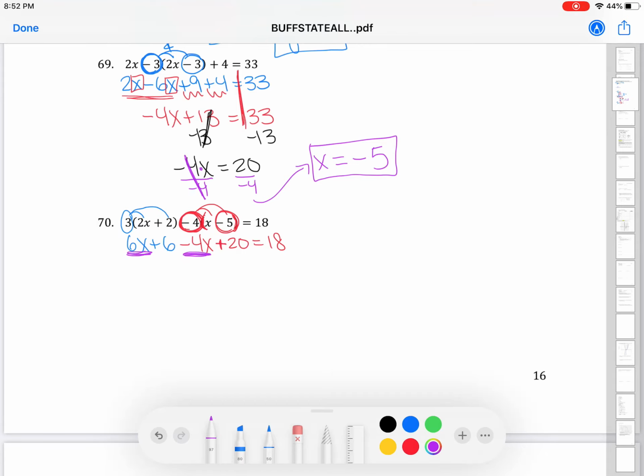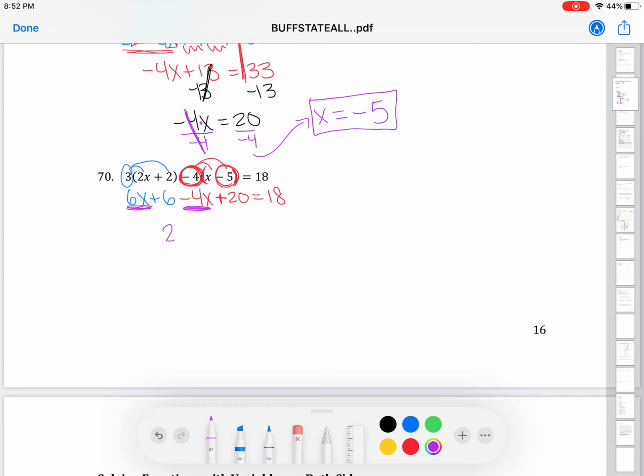Now, a lot like the last one, I'm not in the standard basic form yet, so what I have to do is combine like terms to get there. I have two x terms, a 6x and a negative 4x. When I combine those, I get positive 2x. I can also combine my numbers. A positive 6 and a positive 20 is going to be plus 26, and that's equal to 18. Now I'm in that basic form.